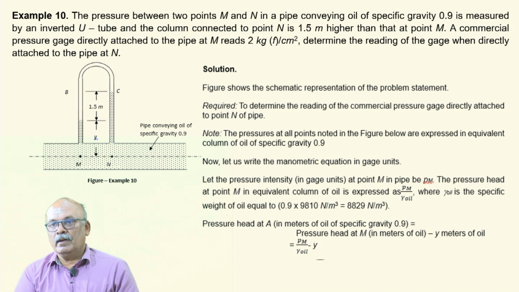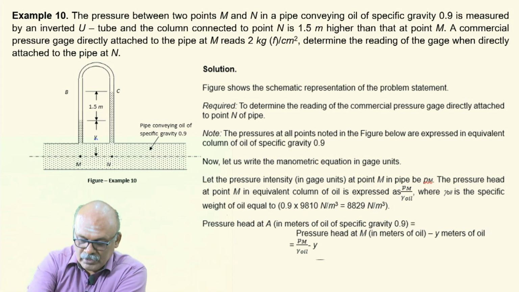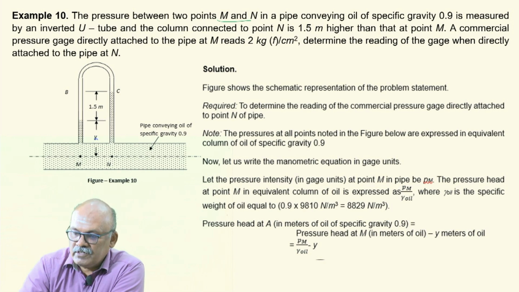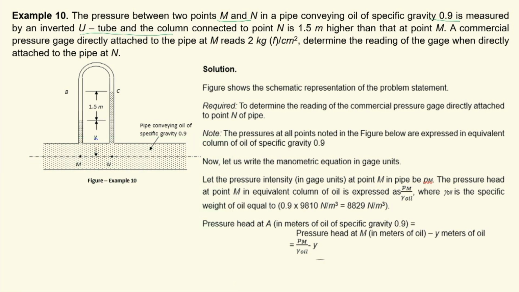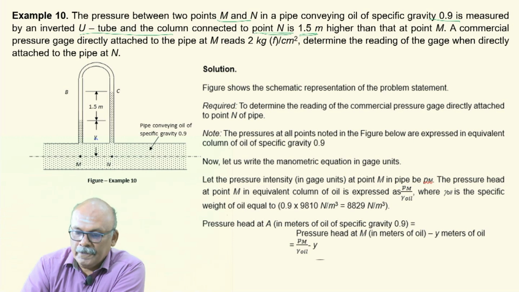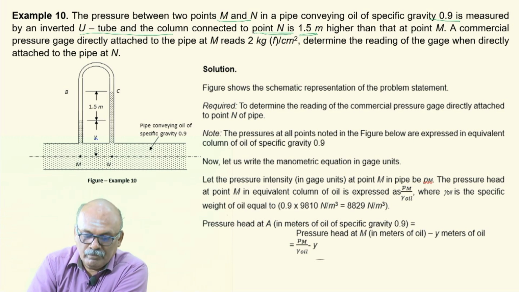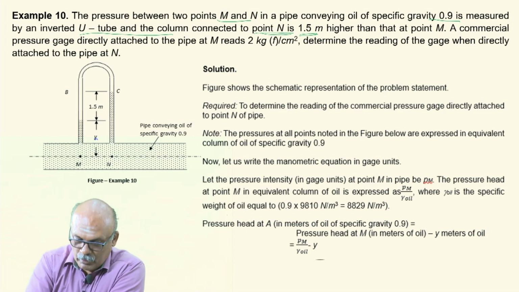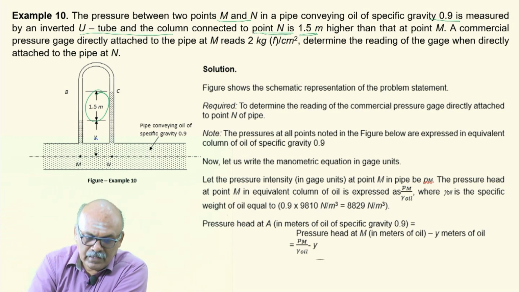So, let us solve an example under this category, inverted U-tube manometer. The pressure between 2 points M and N in a pipeline conveying oil of specific gravity 0.9 is measured by an inverted U-tube, and the column connected to the point N, which is the downstream point, is 1.5 meters higher than that at point M. So, please note the column connected to point N, that is the right limb, is 1.5 meters higher than that at point M. So, the level of liquid in the right limb, which is connected to N, that is at C, is higher than the level of liquid connected to point M in the left limb.